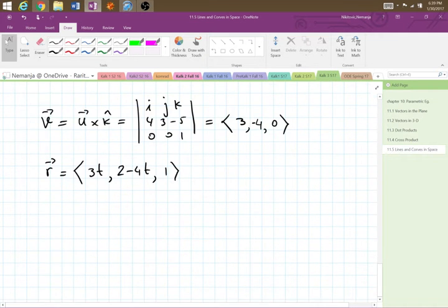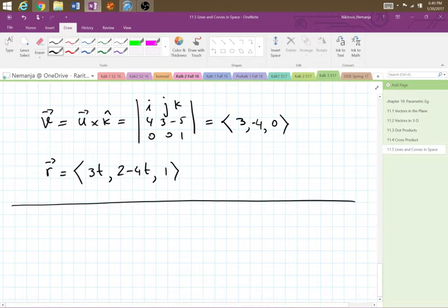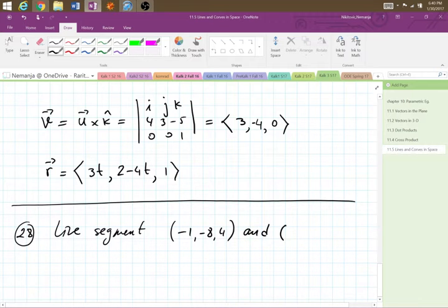One more. Let's find something with line segments. So line segments will have those finite ends. There they are. 28 looks sufficiently disgusting. So what's the line segment between -1, -8, 4 and -9, 5, -3?